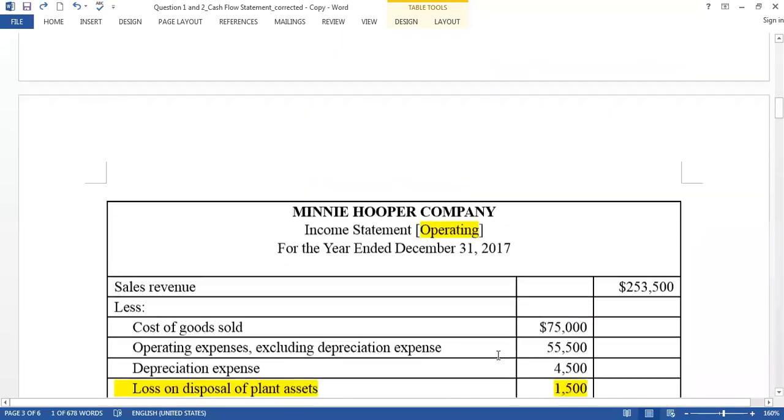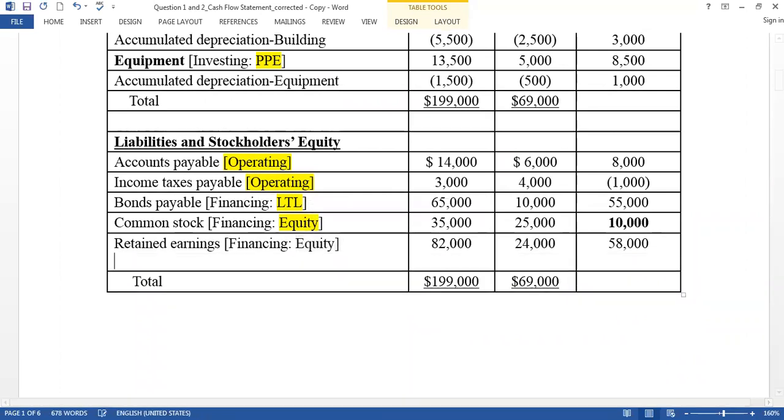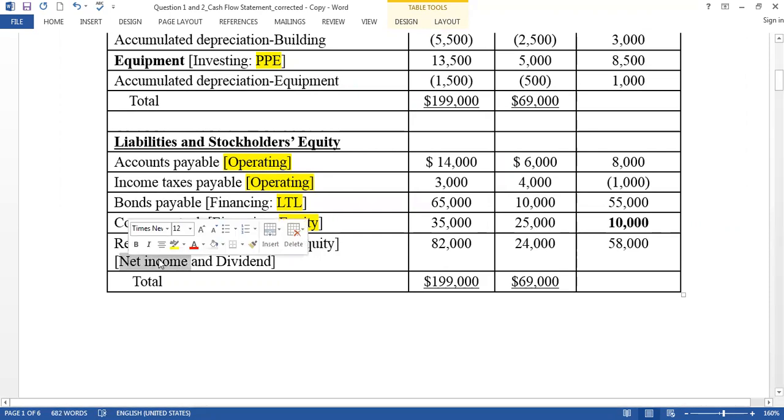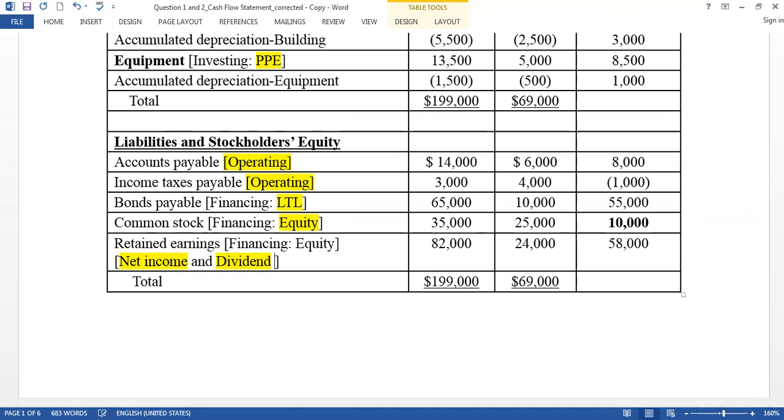Then do you have any other equity? Retained earnings, right? And you should know the components of retained earnings are the net income and dividend. Net income is transferred to retained earnings, then the company paid dividend, right? Do you understand? So dividend here is a minus item.